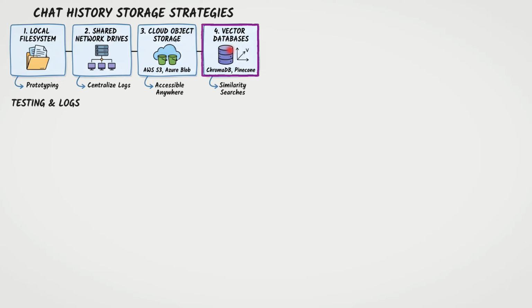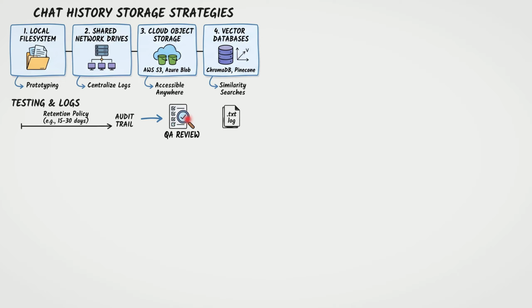Testing these systems involves setting up a retention policy, perhaps keeping logs for 15 to 30 days. This creates an audit trail, enabling quality assurance teams to do a review of the text logs directly through the Streamlit sidebar to ensure answers remain safe and accurate.